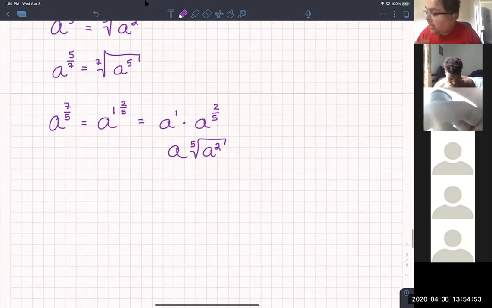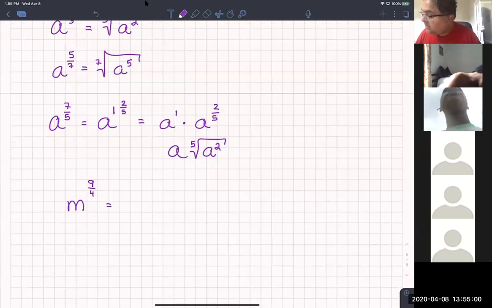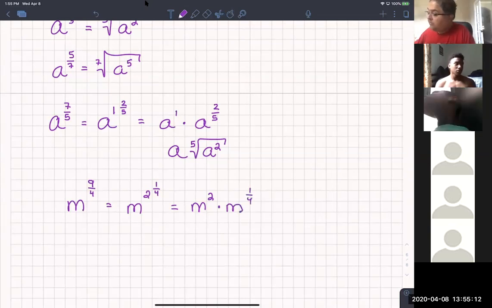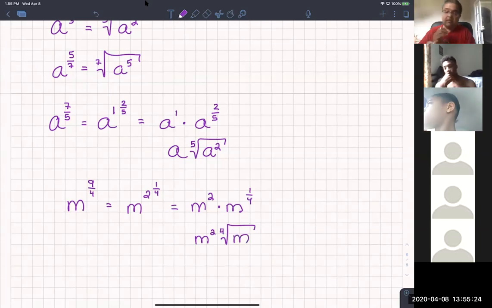Make sense? So improper fractions, we write them as mixed numbers, and you can do this. So say, for example, I have m to the 9/4. This is m to the 2 and 1/4 written as a mixed number. And that's the same as m squared times m to the 1/4. And m to the 1/4 can be written with radical signs like this. Make sense?